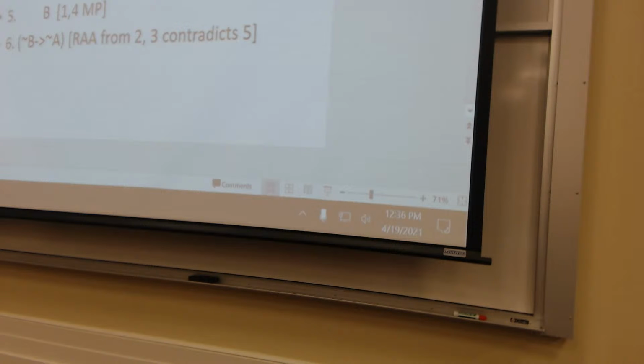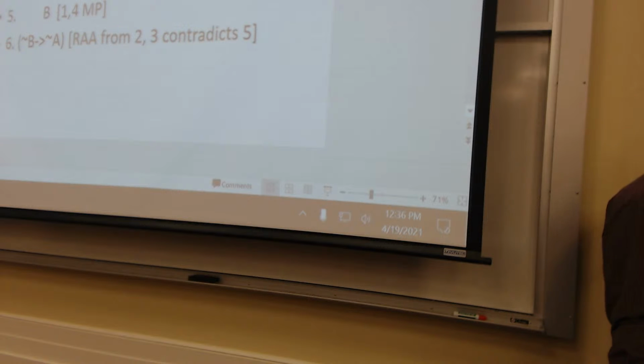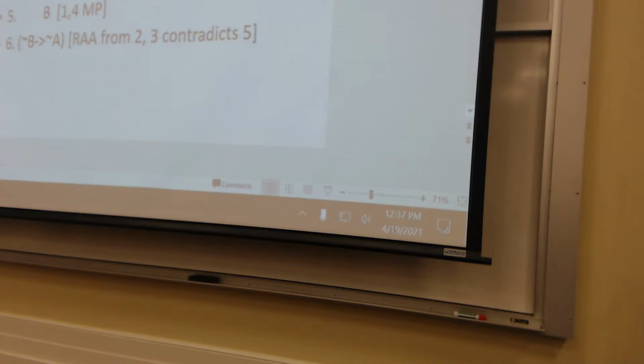We have a direct contradiction. 3 says not A, but statement 1 said A. So 1 says A is true, 3 says A is false. And because of that, I can close off this indirect proof section, and I can conclude either A or B must be true. Why? It's from 2, because 1 and 3 contradict. And bam, we're done.